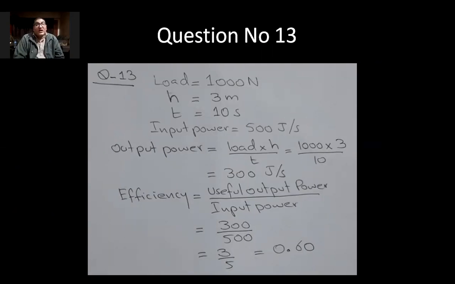Load is 1000 Newton, the height is 3 meters, and the time taken is 10 seconds. The input power is also given, that's 500 joules per second. So the useful output power is equal to load multiplied by vertical height divided by time. So it will be 1000 into 3 divided by 10. So that will be 300 joules per second. The efficiency will be the useful output power divided by input power. So it will be 300 divided by 500, so it will be 3 by 5. So that will be 0.6.